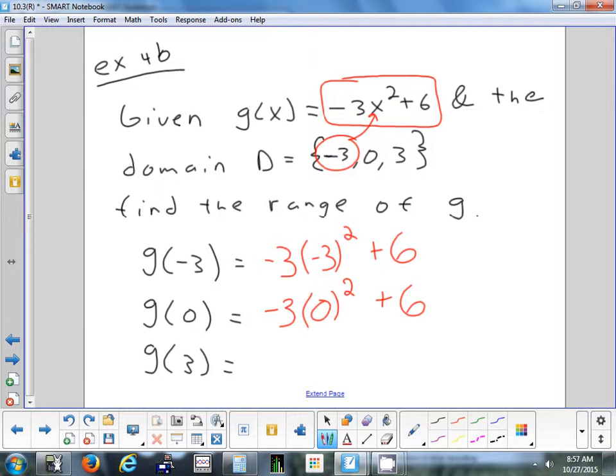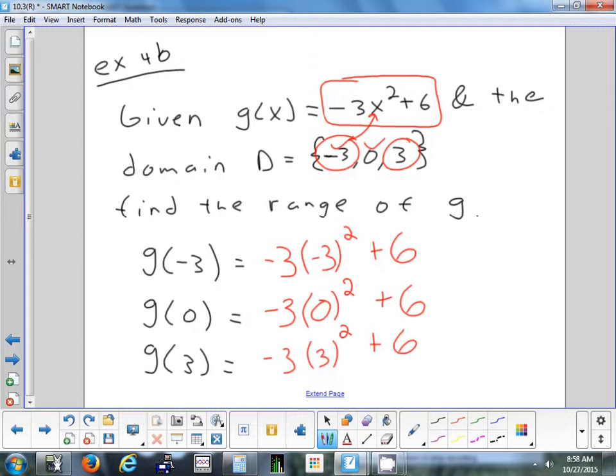Kev, can you give me the last one? Yep. So I did -3. I did 0. I have 3 left. G of 3. What's that going to look like? G of 3 equals -3, parentheses 3, then 2. Mini 2. Victor's mini 2. Plus 6. So there's my 3 equations right there.